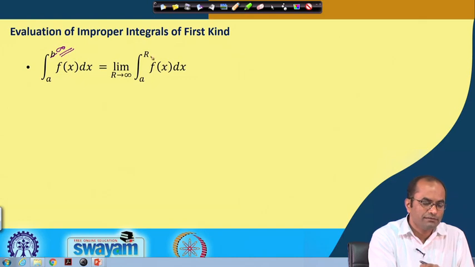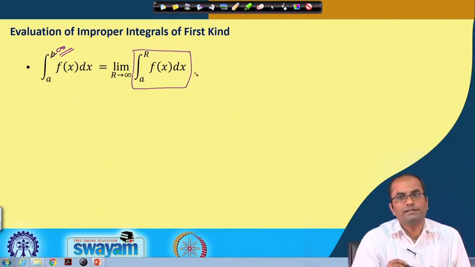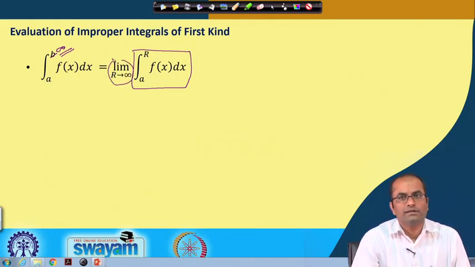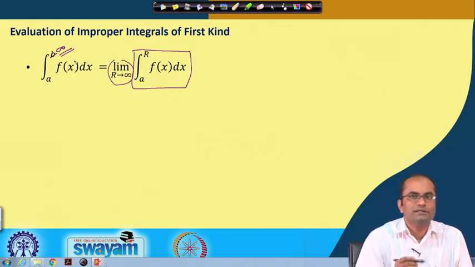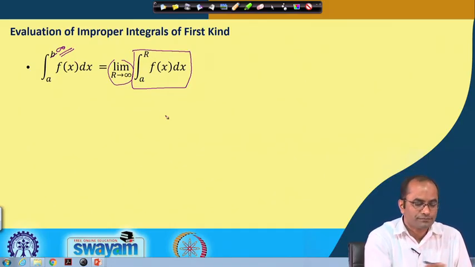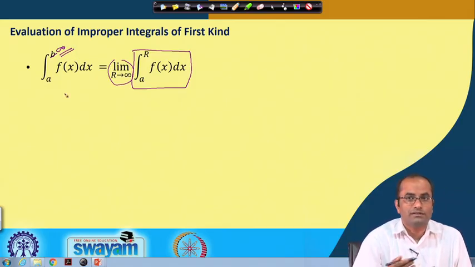So, this is the integral of the first kind, and to evaluate this we will replace that infinity by the number r, and then after evaluating this integral from a to r of f(x) dx, we will take this limit. If this limit exists we call it the value of this integral, or the integral converges, and if this limit does not exist then we say the integral does not exist or the integral diverges.